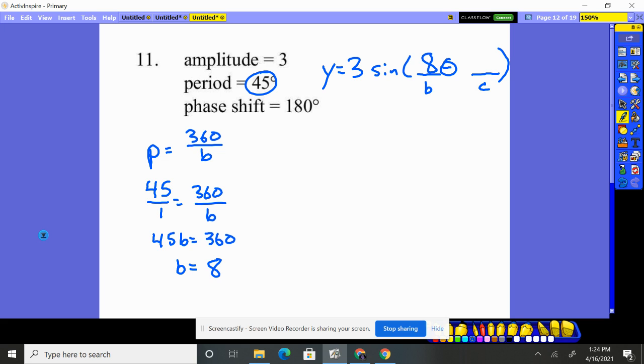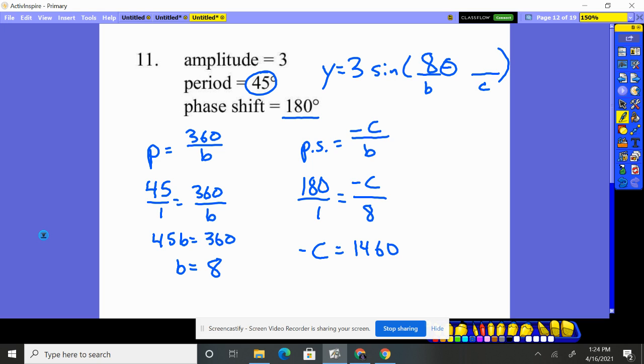Okay, how about the phase shift? Well, the phase shift is the opposite of the c value, which we don't know yet, divided by the b, which we just found. It says the phase shift is 180, so I do 180 over 1. Opposite of c, don't know it, divided by b, which I just found to be 8. So negative c, cross multiply. 8 times that is what, 1460?